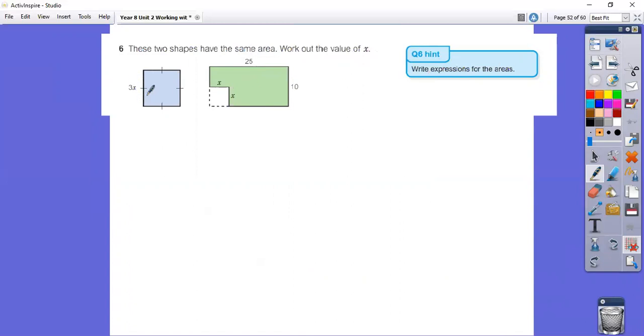So if this side is 3x, this side is 3x. So 3x times 3x is 9x squared. So that's this area. So the area of this green part has got to be the same as 9x squared. And then from that, you can work out what x is, because these two areas, these two shapes should be the same.